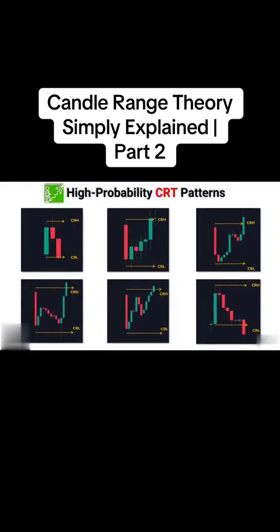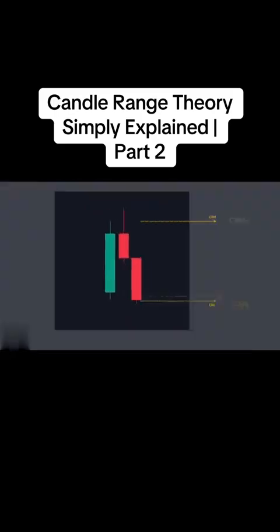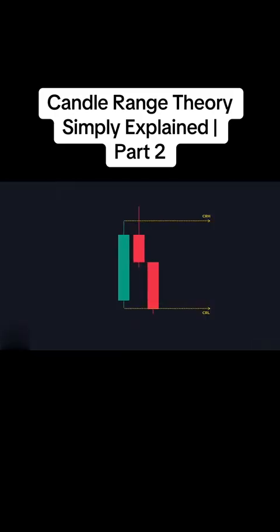Here we have some CRT models that meet these 3 rules. The first scenario highlights the critical CRT model, which has a high probability of success. This is because it incorporates the accumulation, manipulation, and distribution phases within a 3-candle sequence, leveraging the power of 3. All this process starts with the accumulation phase. But what is exactly accumulating?